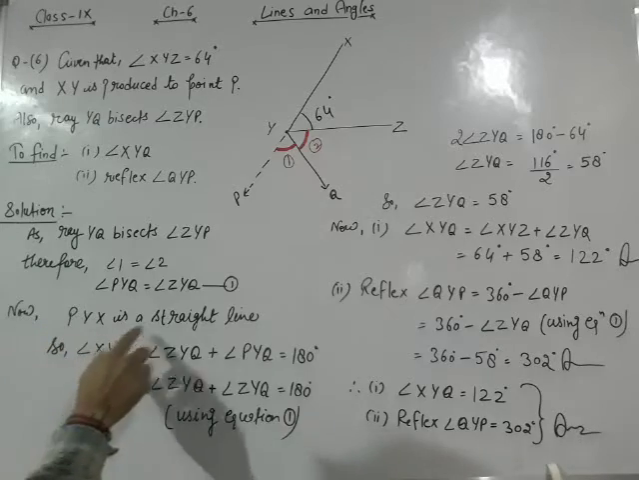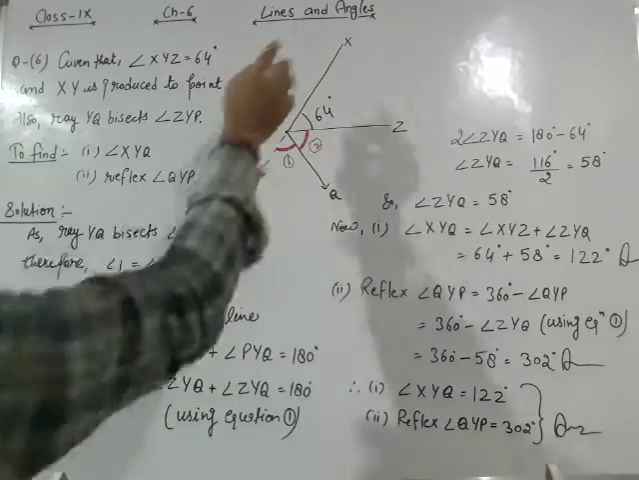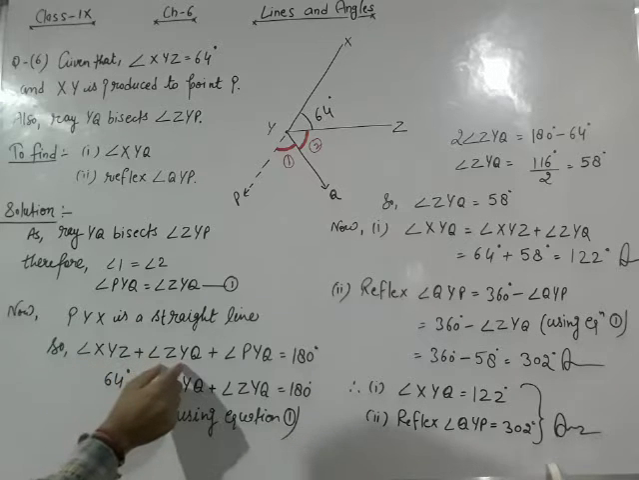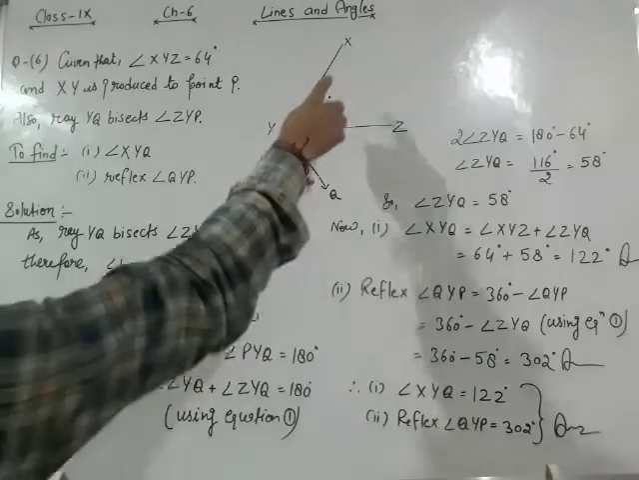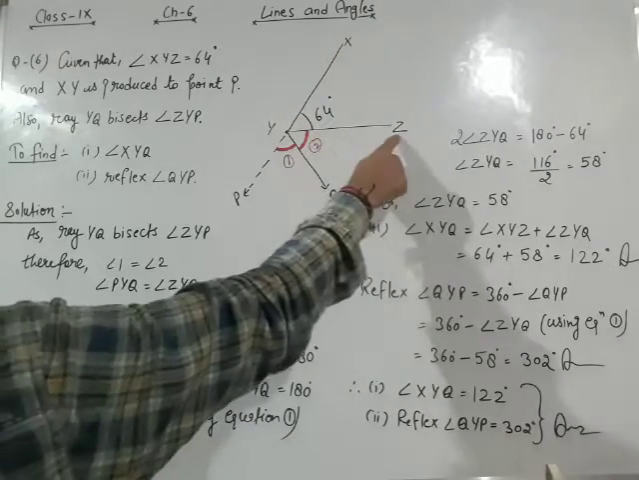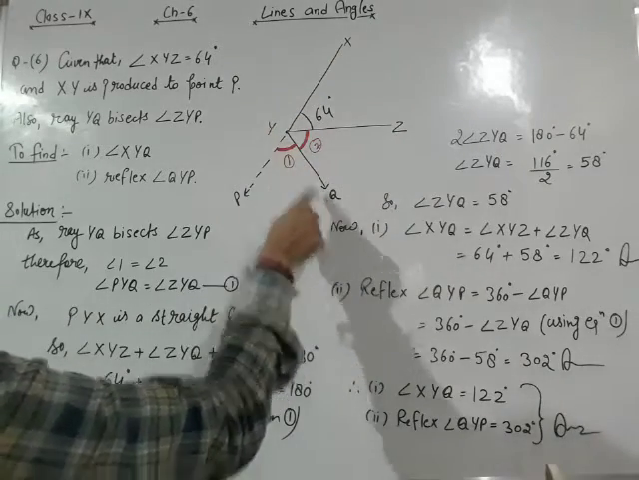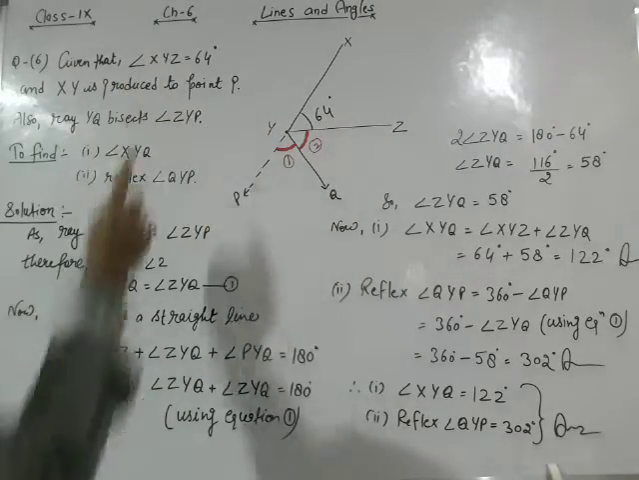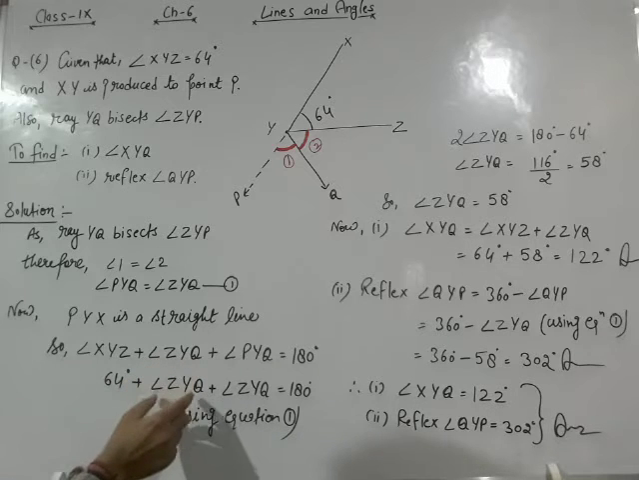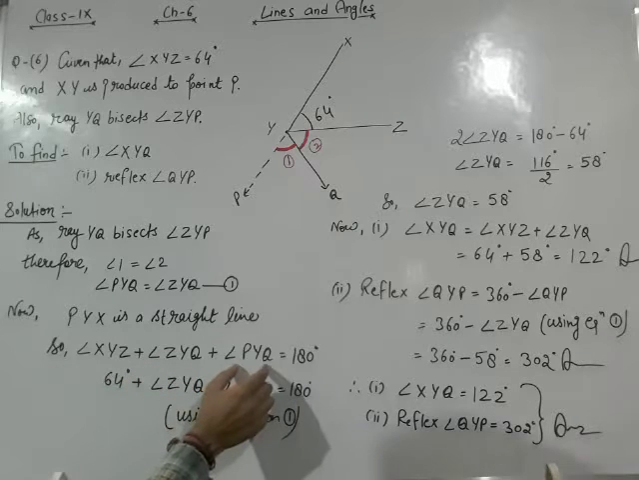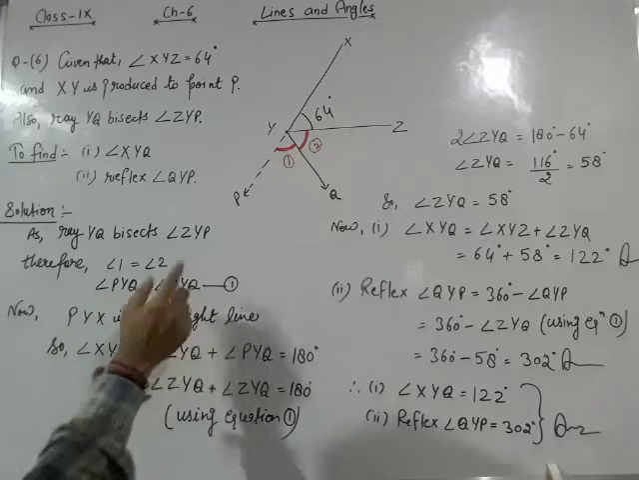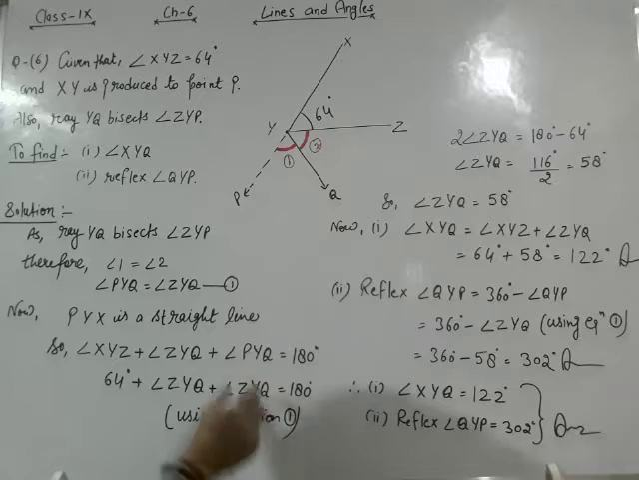Now, PYX is a straight line. PYX, it is a straight line. Therefore, angle XYZ plus angle ZYQ plus angle PYQ. The sum of these three angles XYZ, ZYQ, QYP will be equal to 180 degrees. XYZ is given to us as 64 degrees. ZYQ we have written the same, but angle PYQ is equal to angle ZYQ. So we will replace PYQ by ZYQ using equation 1.